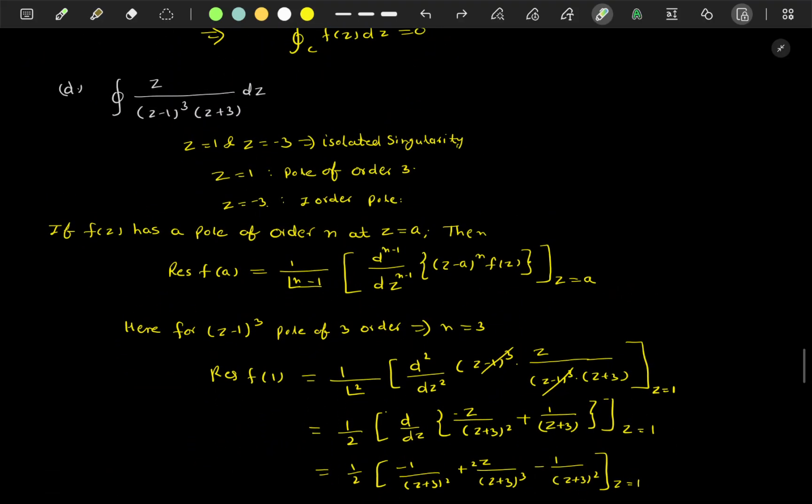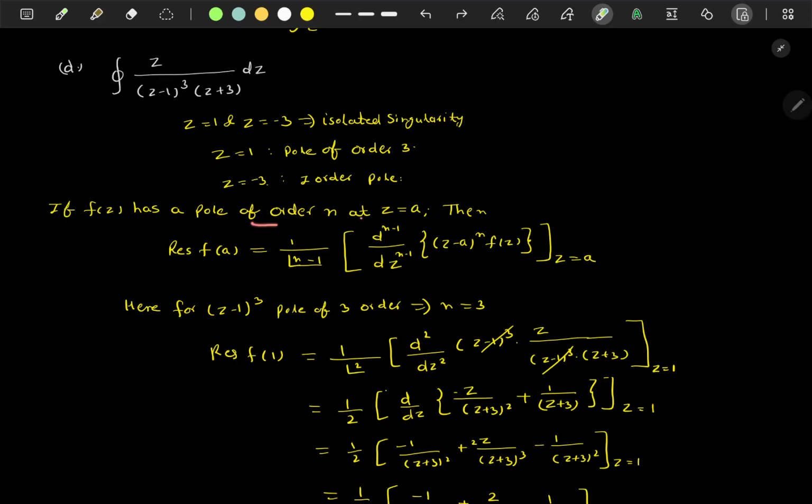Now another question, you have the function z upon (z square minus 1) times (z plus 3). So you clearly see it is a pole of order 3, and the other is z equal to minus 3. So z equal to 1 and z equal to minus 3 are isolated singularities. z equal to 1 is a pole of order 3 and z equal to minus 3 is a first order pole.